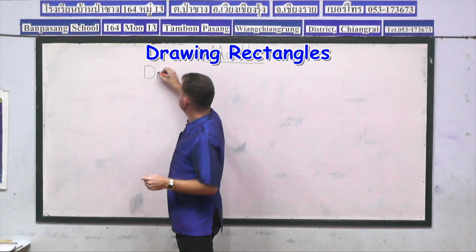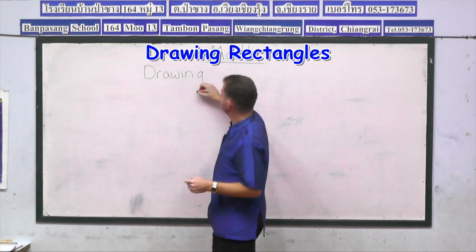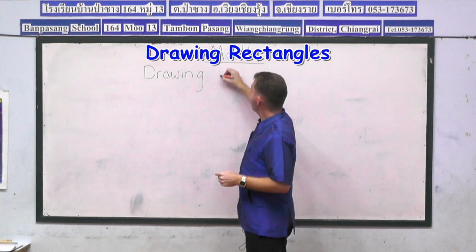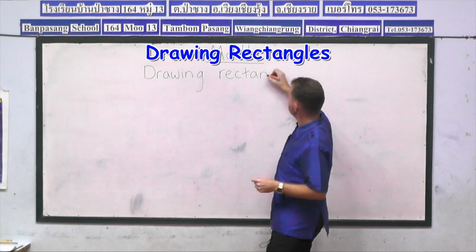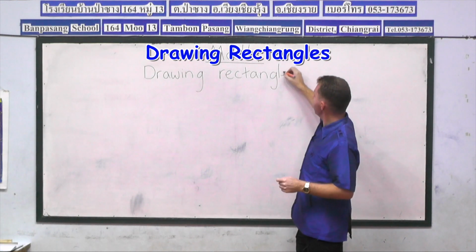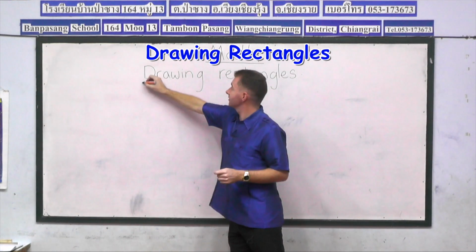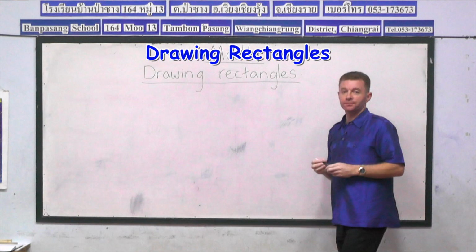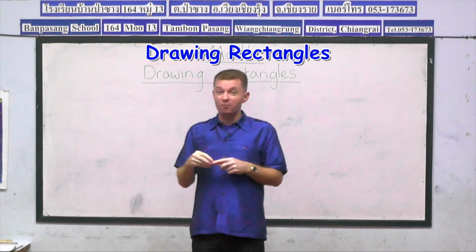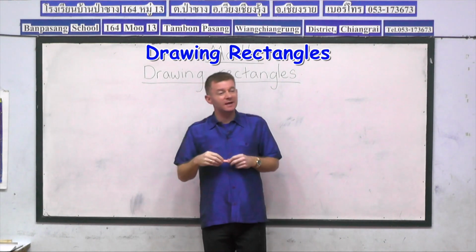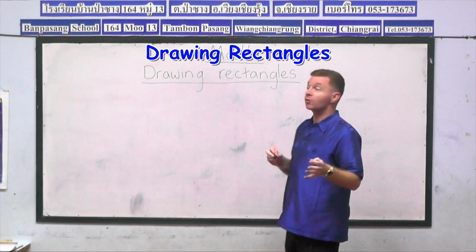Drawing, D-R-A-W-I-N-G. And rectangles, R-E-C-T-A-N-G-L-E-S. So all together, guys, drawing rectangles. And in the previous lesson, we learned how to draw a special type of rectangle. What shape did we learn to draw in the last lesson, guys? Square. Yes, we learned how to draw a square.